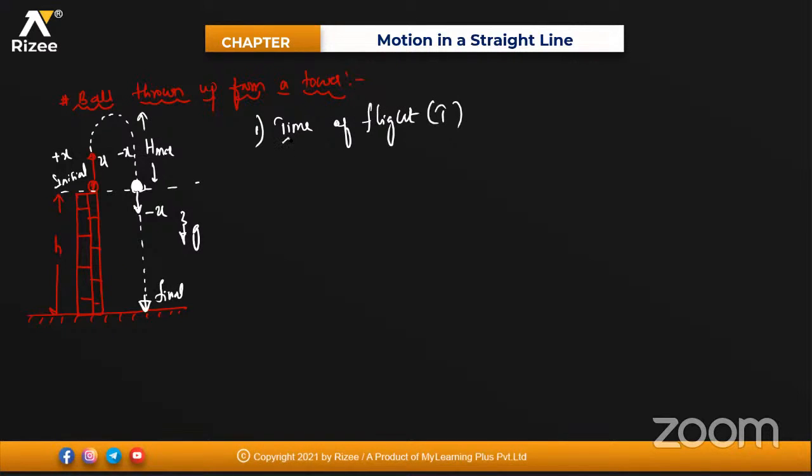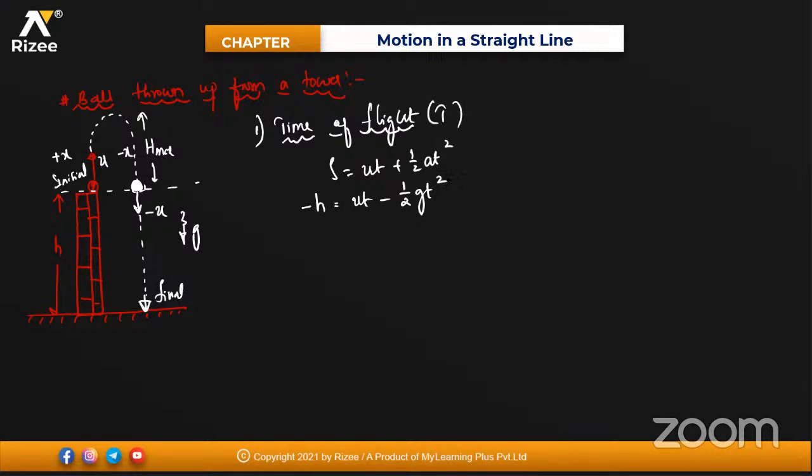If I'm talking about time of flight, represented by capital T, I can use the relation S equals ut plus half of a into t square. Displacement is minus h, that is equal to u into t, and acceleration due to gravity is negative, so minus half into g t square.